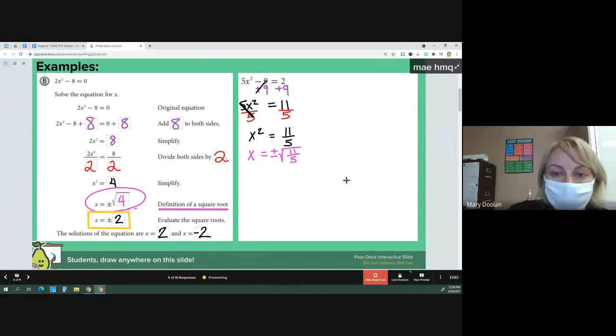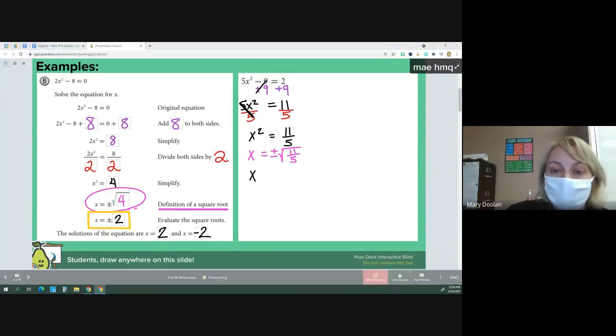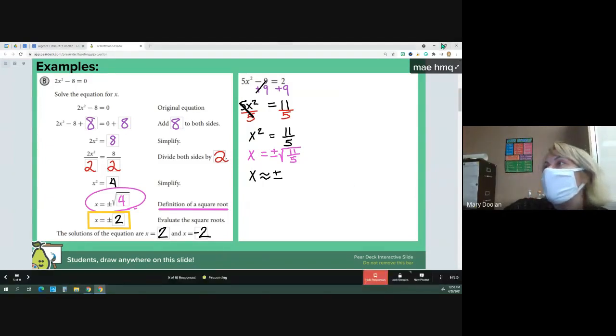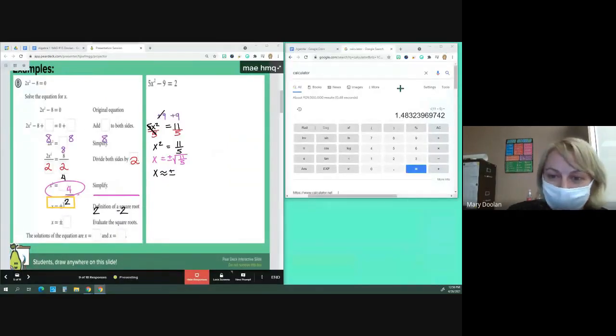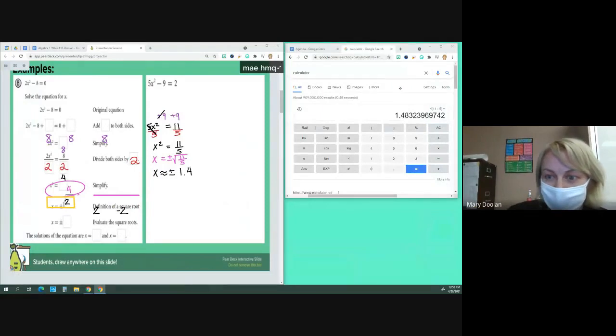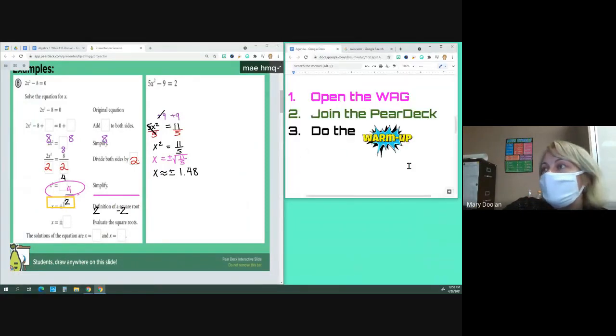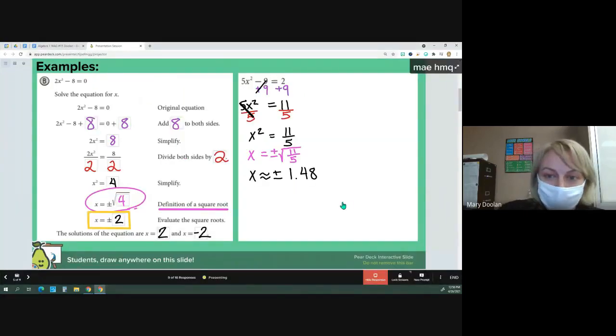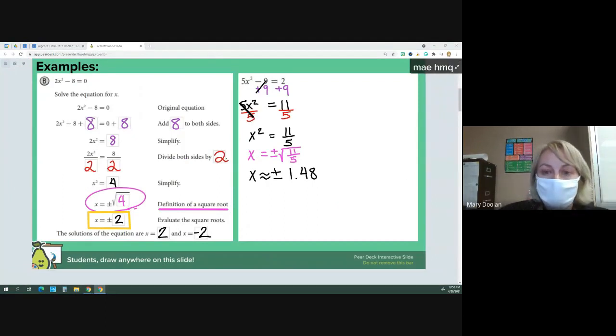So x, remember, anytime you round, you have to switch from an equal sign to an approximately equal to sign. It should be wavy. You have positive and negative. I already forgot what it was. 1.48. It doesn't say how much to round to, so I'm just rounding to the nearest hundredth because we did that earlier on the last slide.